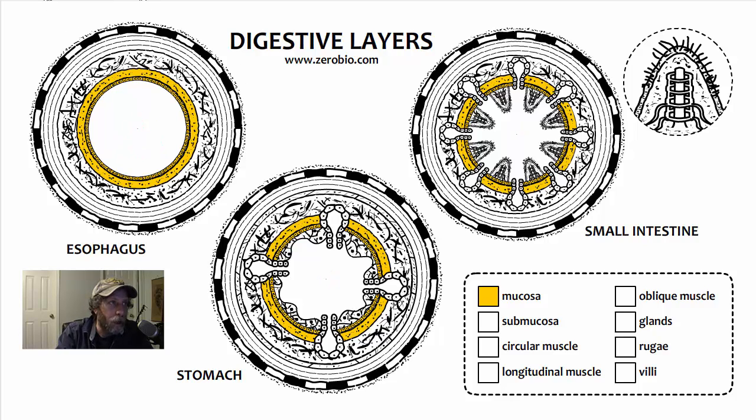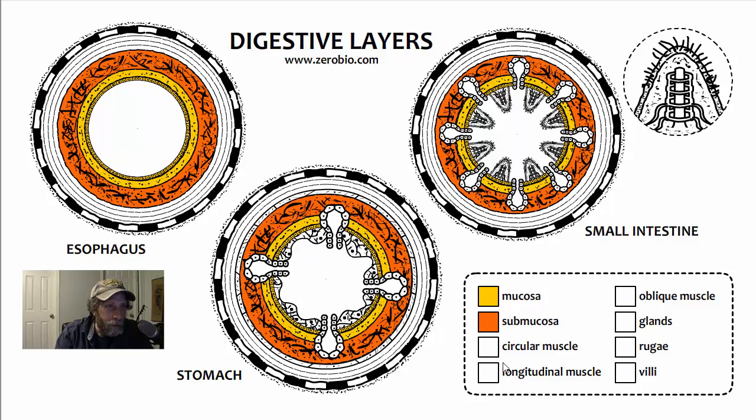All right, I'm going to move on and look at the second layer. Now, the second layer has the name submucosa. Sub meaning below, like a submarine goes under the water. So let me show you where that is. I've colored this in orange, and you can see it's the layer outside of the mucosa. So it goes mucosa and then submucosa. And if I come up to the esophagus, I've got the lumen there, mucosa, submucosa.